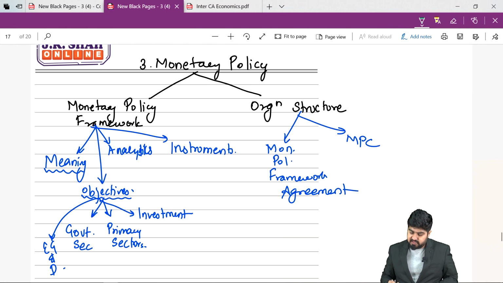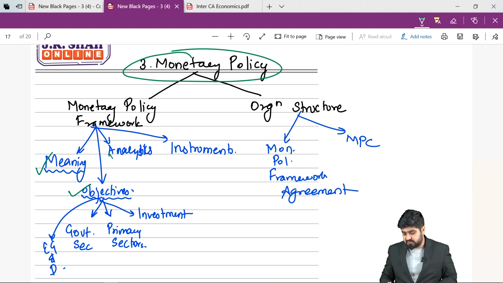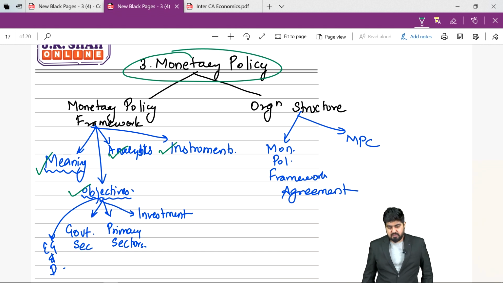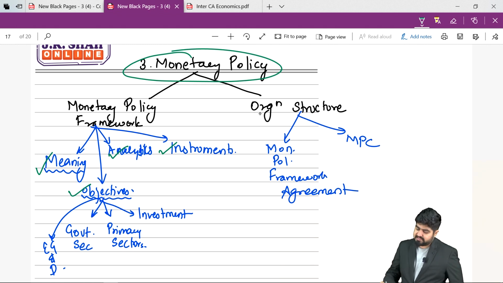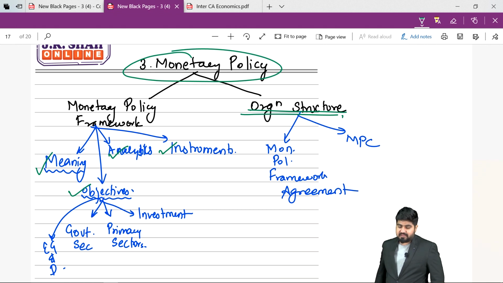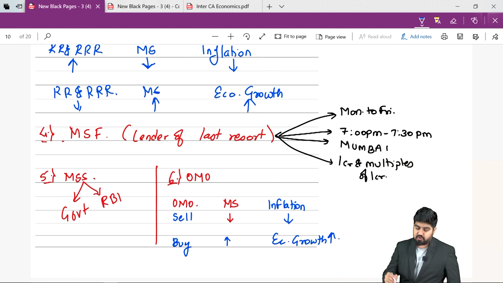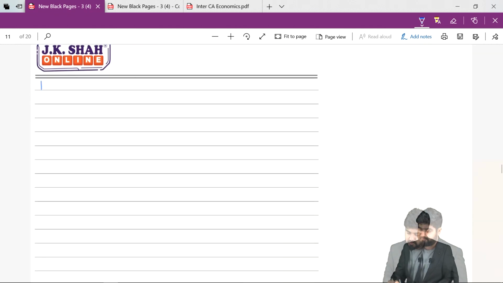Now look at this very carefully. What are we understanding? We are understanding something called monetary policy. Under monetary policy, first of all, we understood the meaning, then we understood the objectives, then we understood the analytics, that is the channels, and right now we have completed instruments. I hope you are very clear in this part. Now the next one is organizational structure. When I say organizational structure, there are two things here: monetary policy framework agreement and monetary policy committee. Let's have a look at it.